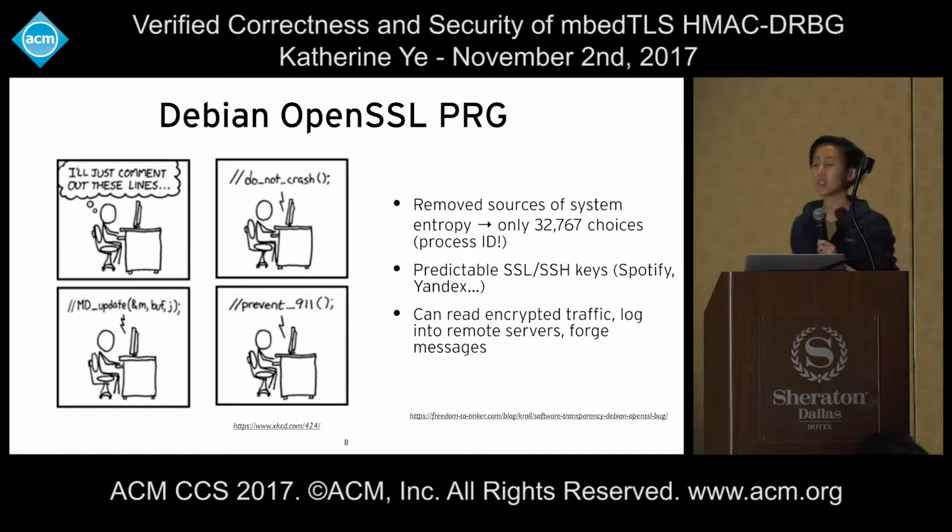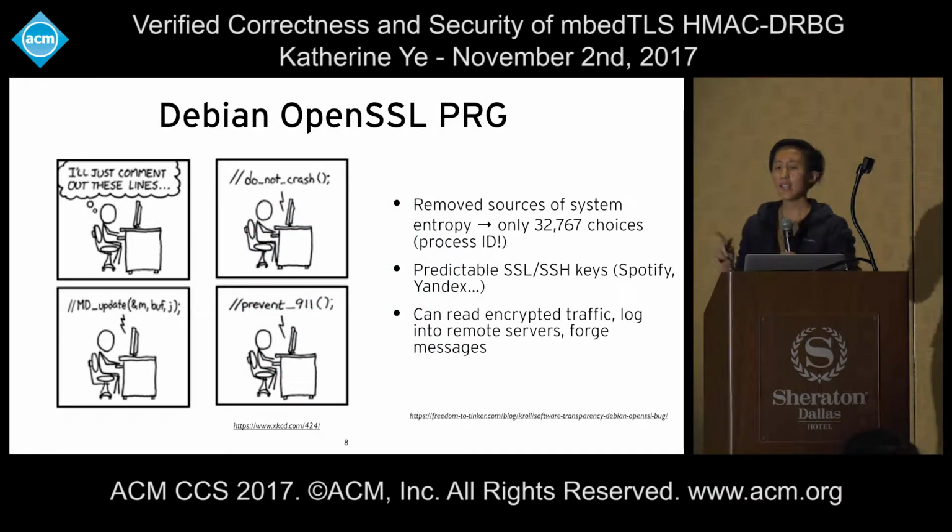Another real-world example is the Debian OpenSSL PRG. As this XKCD comic describes, a developer actually commented out some lines that were used to add extra entropy to the seed in order to avoid a compiler warning. And what happened was that by removing the source of system entropy, there were actually only 32,000 choices of value for the seed, which was the process ID, so that let an adversary predict SSH keys for organizations like Spotify and Yandex, and then they were able to compromise them.